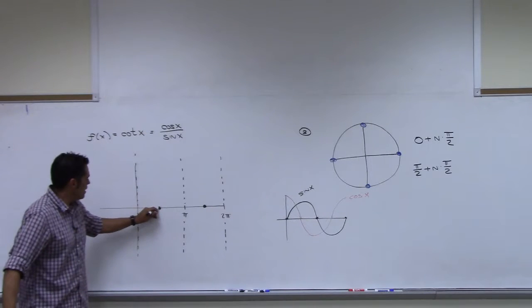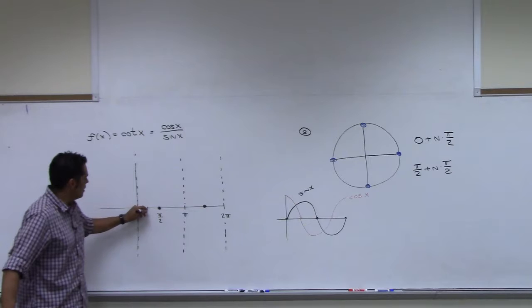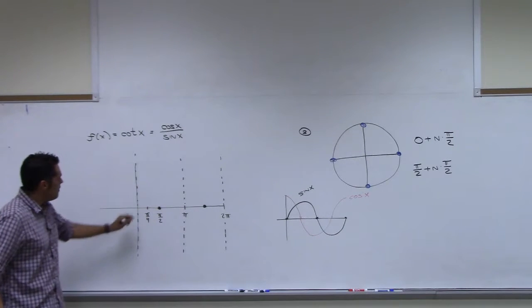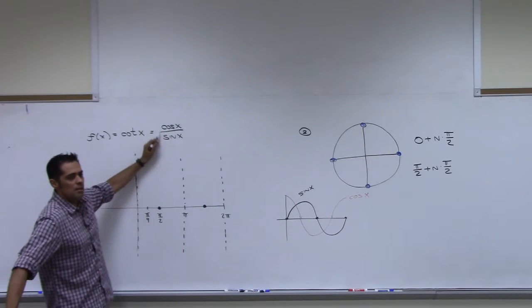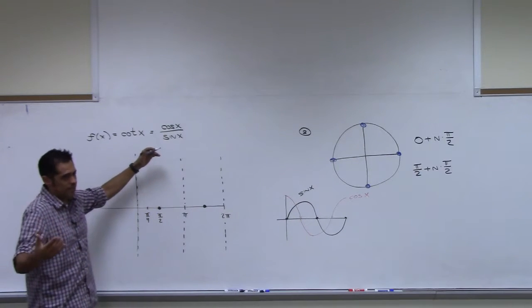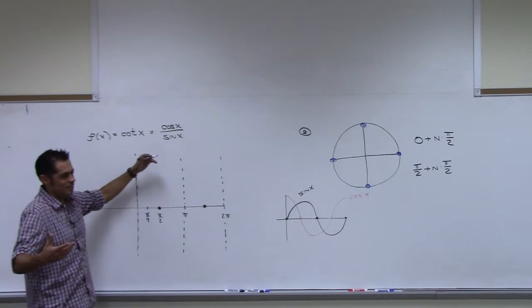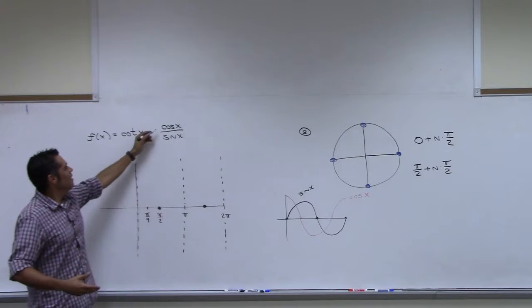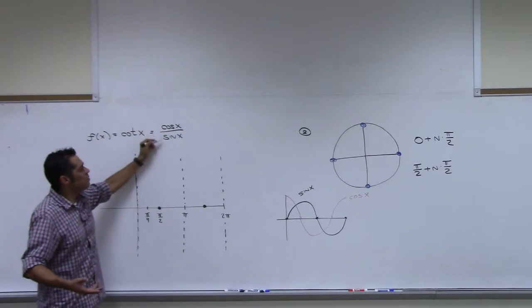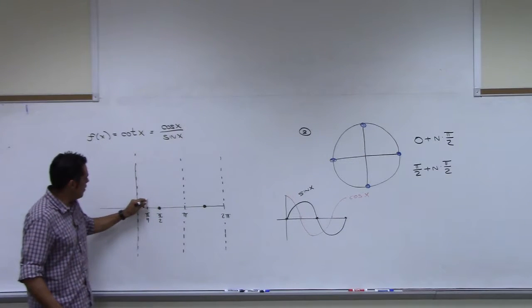So let me try and pick an angle. This was pi over 2. Let me try and pick an angle over here like pi over 4, which would be halfway. And if we try pi over 4 into this, we all know that cosine of pi over 4 is root 2 over 2. And we know that sine of pi over 4 is also root 2 over 2. So the ratio should be 1. So I know that at pi over 4, I'm at 1.